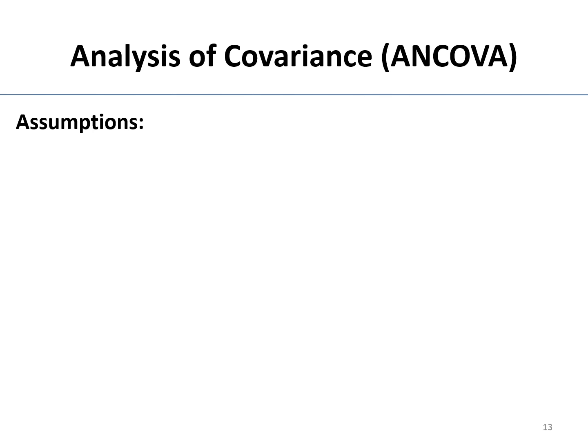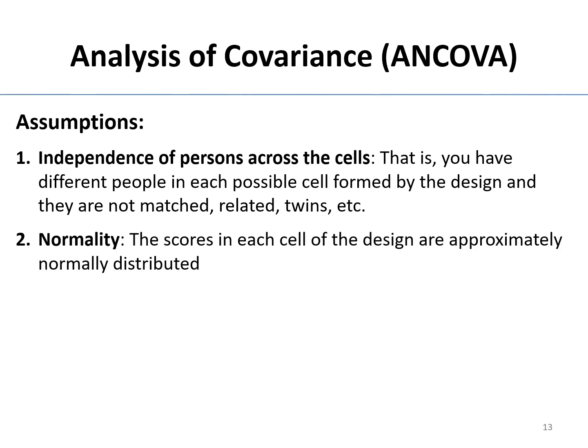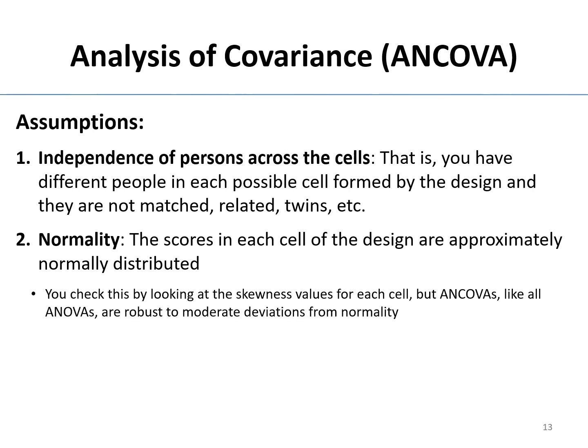So, assumptions of ANCOVA. Because ANCOVA is a mixture of ANOVA and linear regression, it has all the assumptions of both of those. First of all, it's independence. That is, you've got a between groups design, different people in the levels of the independent variable. That's independence, which we've talked about before. Number two, we've also talked about normality. The scores in each cell of the design, or each level of the independent variable, are approximately normally distributed, and you can test for that using the explore procedure.